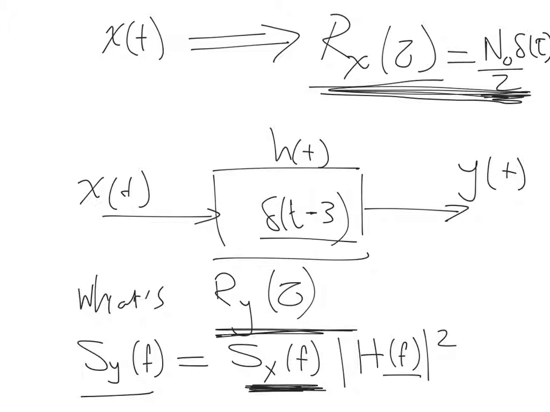So you are given Rx of tau. What's wanted is Ry, the output autocorrelation function, right? And you know the impulse response of your system, and the relation is there. So from that relation, you can get the frequency response, and then you reverse it back to time. The function is n naught over 2 multiplied by delta of tau.